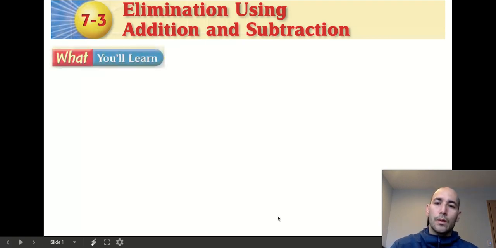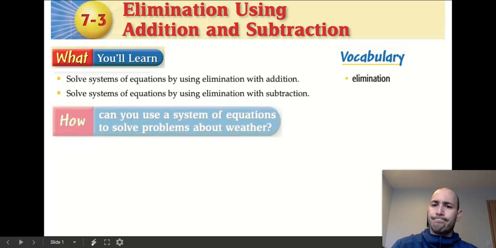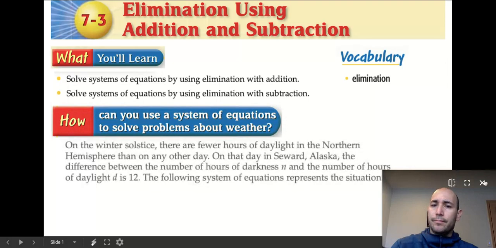All right, so today we're working on Chapter 7, Lesson 3, using elimination with addition and subtraction. What we're going to learn today is how to solve systems of equations by using elimination with addition, and by using elimination with subtraction. Some of the vocabulary to keep in mind is, what is elimination? How can you use a system of equations to solve problems about weather?